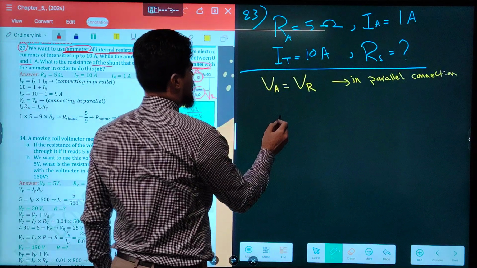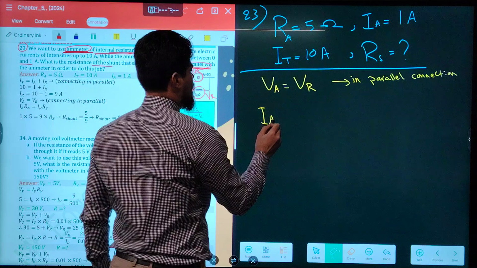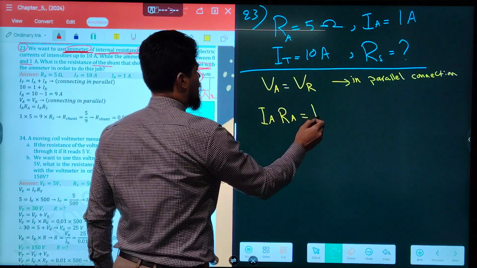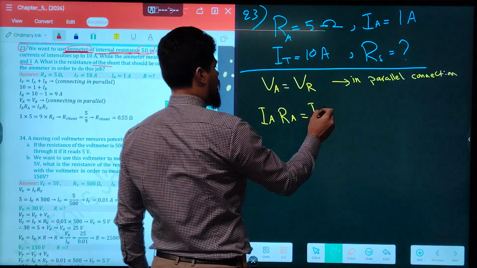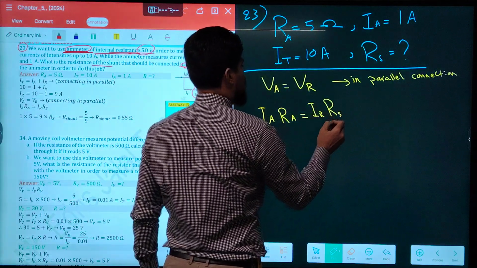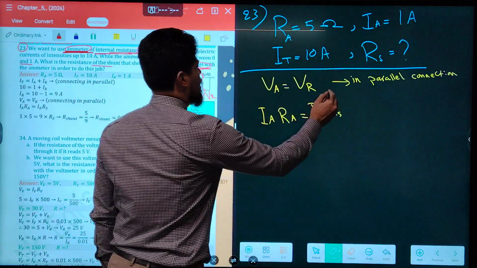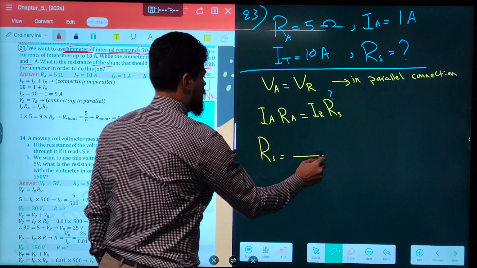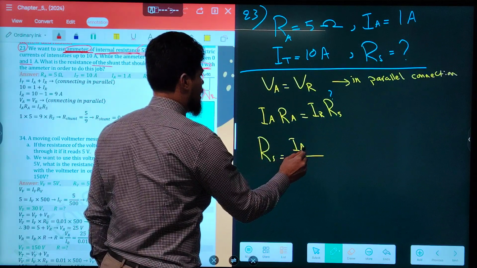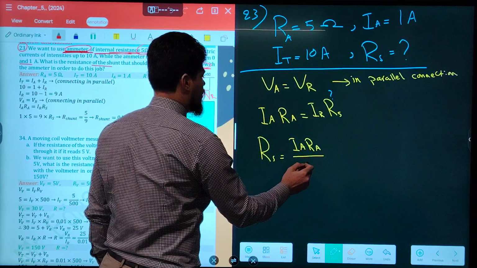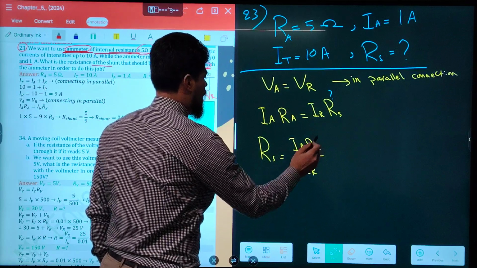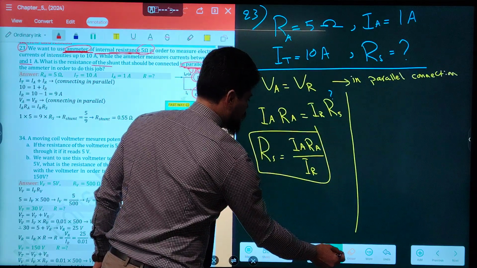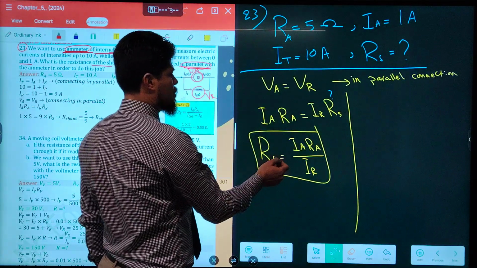VA is equal to IA RA. How about VR? It is IR, the current across the resistor, meaning the shunt. What is unknown? The shunt, RS. Rearranging this equation, RS is equal to IA RA over IR. Now we have to find the resistance of the shunt.